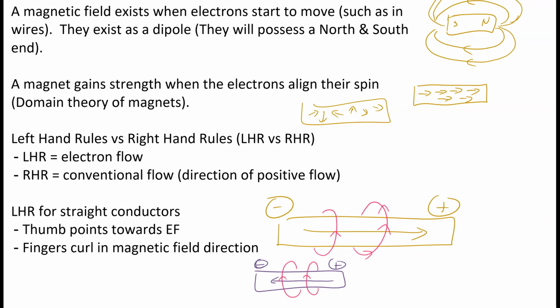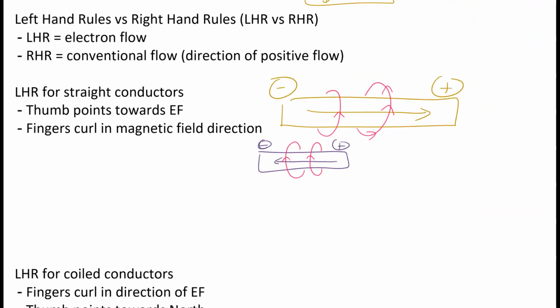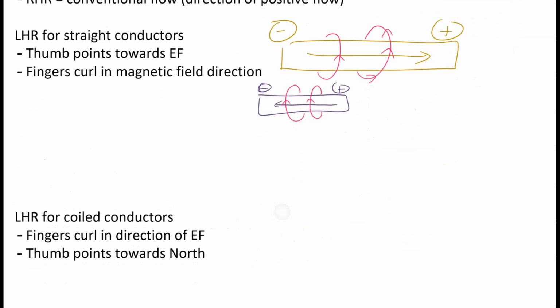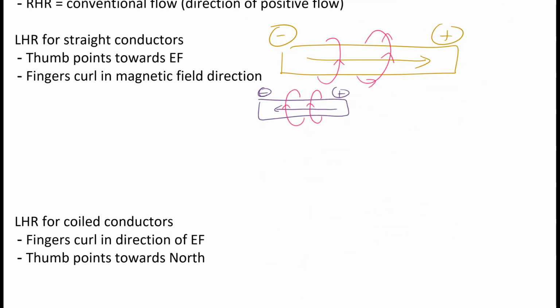Now the reality is straight conductors aren't very good for creating magnets because they require a lot of current, and current is dangerous to work with. So what we end up doing is we end up curling conductive materials around themselves to increase the magnetic field. We call these coiled conductors. Now the idea here is the same, but it's reversed.